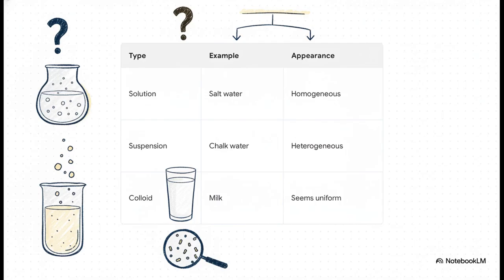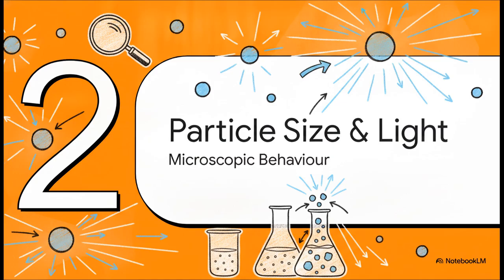But then, we have colloids, like milk. Milk is an absolute master of deception. It looks perfectly uniform to our naked eye, but if you put it under a microscope, it's actually a heterogeneous mixture, where tiny fat particles remain completely suspended without ever settling. Crazy, right? Moving right along to Section 2, particle size and light, the microscopic behavior of mixtures.